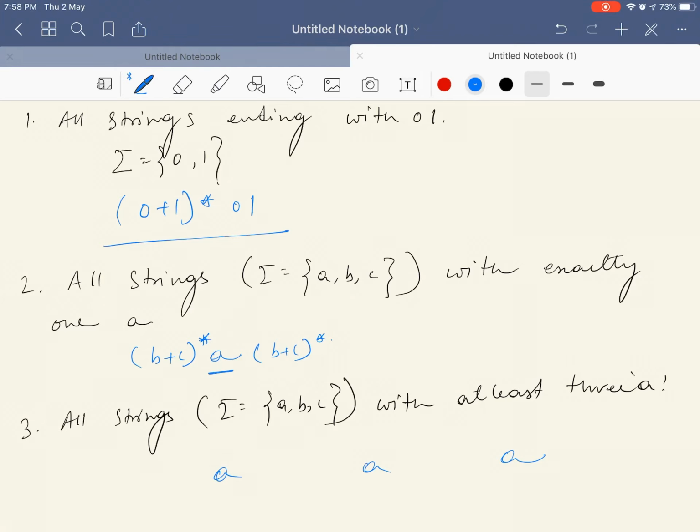In between these A's there may be any combination of A, B or C. So how to ensure that in between these A's there may be any combination of A, B, C? Just by writing (a+b+c)*. That means any number of A, any number of B, and any number of C, in any combination, can come. In between the A's I can write (a+b+c)*, and after the last A I can write (a+b+c)*, and before the first A also (a+b+c)*. So this guarantees that at least 3 A's will come.